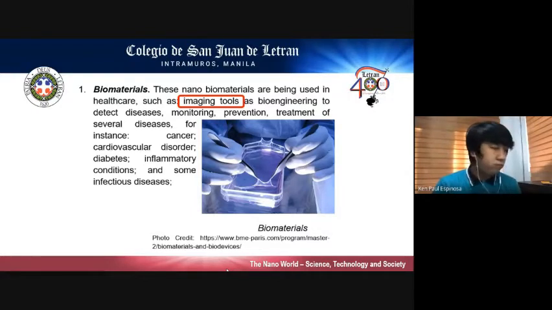So, first, let's talk about biomaterials, no. These are the applications of nanoscience, which refers to nanotechnology. So, these are the different applications of nanotechnology. First, we have biomaterials. Bio means life. Materials, meaning it's a state of matter.